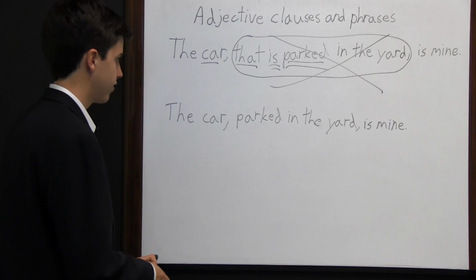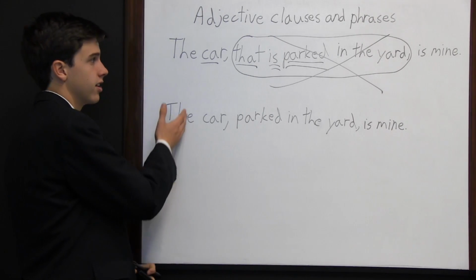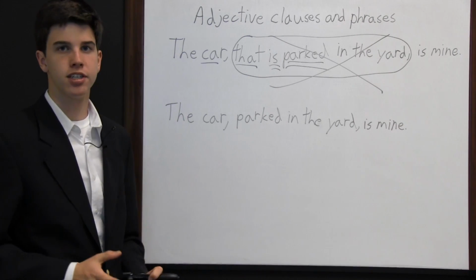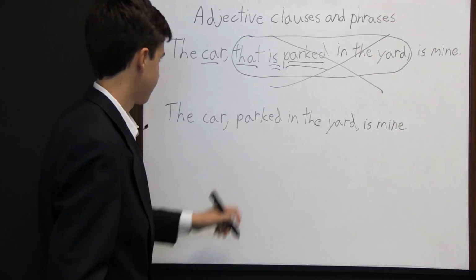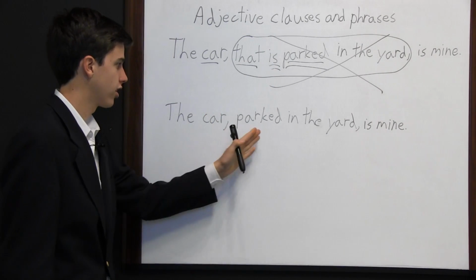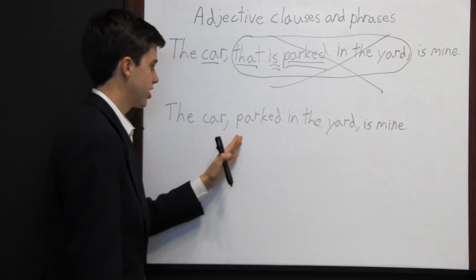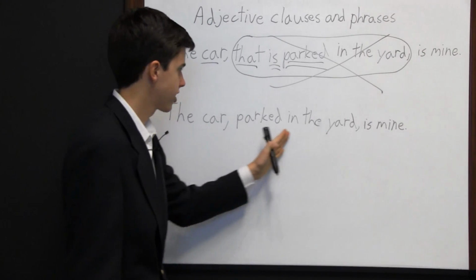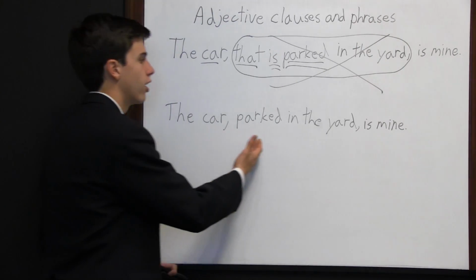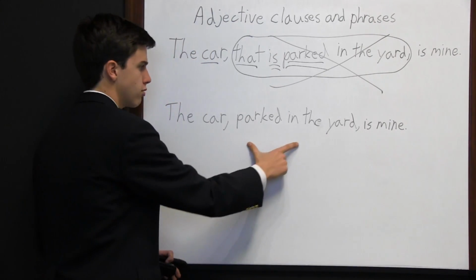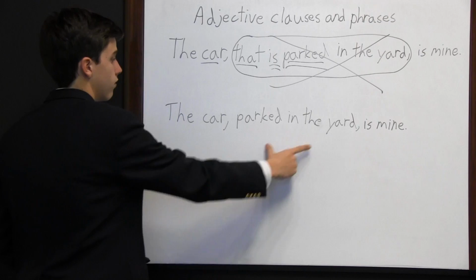Now, we've talked about adjective clauses, so as you can guess, this next example is going to be an adjective phrase. The sentence is very similar to the first, except it's missing two words. Those two words are that and is. Instead of saying that is parked in the yard, the sentence just picks up with parked. It says parked in the yard. Let's read the sentence as a whole. The car parked in the yard is mine. This right here is going to be the adjective phrase.